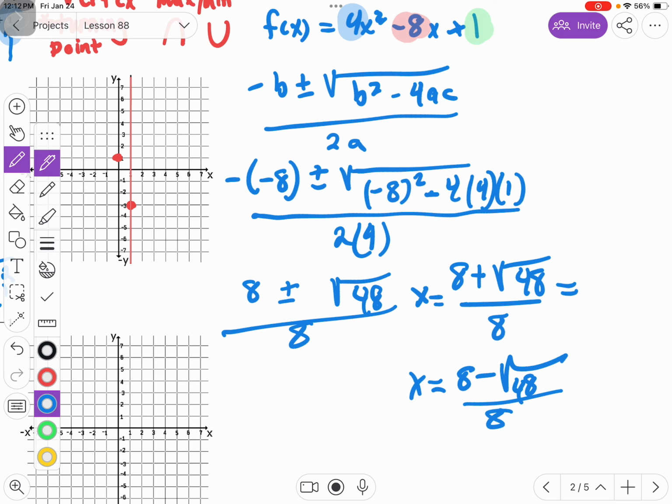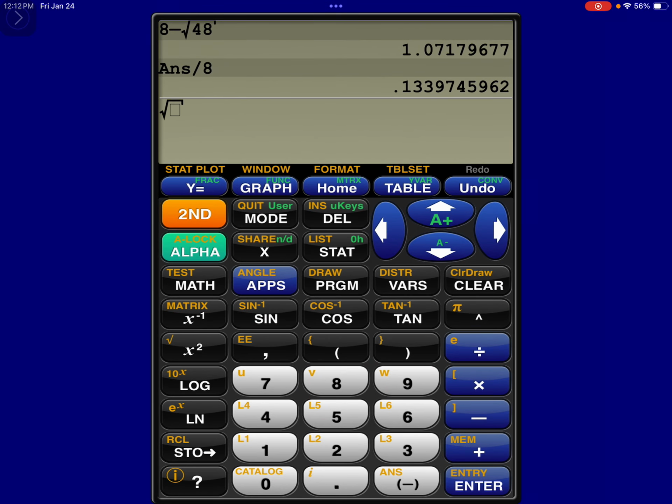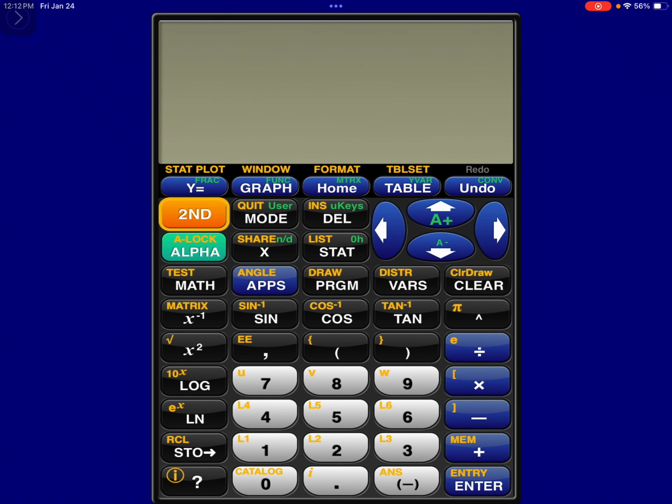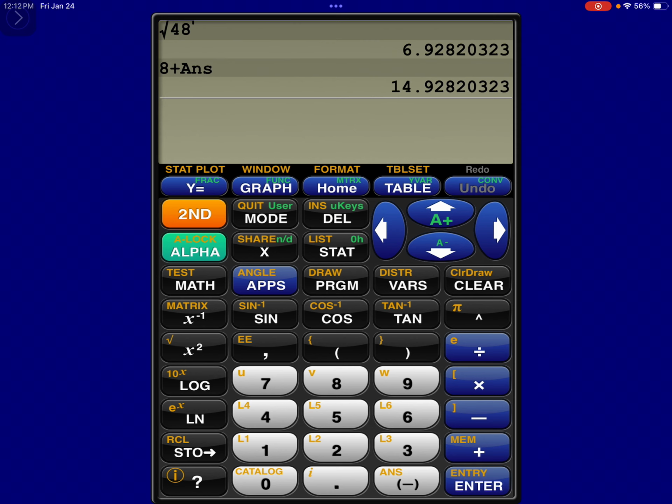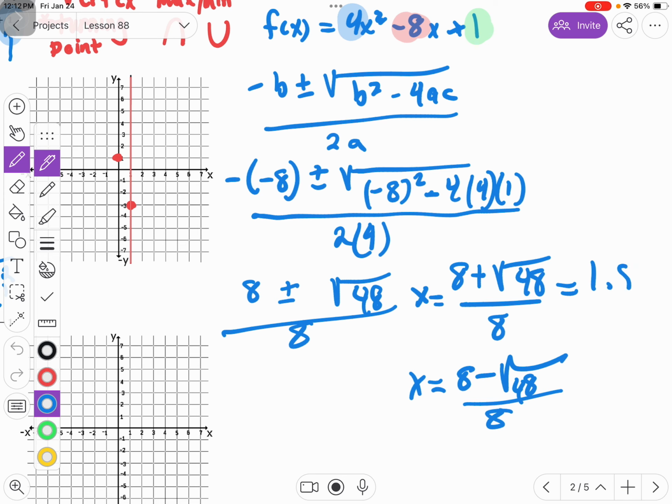The square root of 48 is like 6 point something. Plus 8, divided by 8. If you do this in your calculator, let me just show you on my calculator here. So the square root of 48, second, square root, 48. All right, let's put that in. So I get 6.9, and then we do 8 plus that answer. That's about 14, and then we're going to divide that by 8, which is 1.86. Let's call it 1.87. Okay, so this is 1.87. That's our first root.